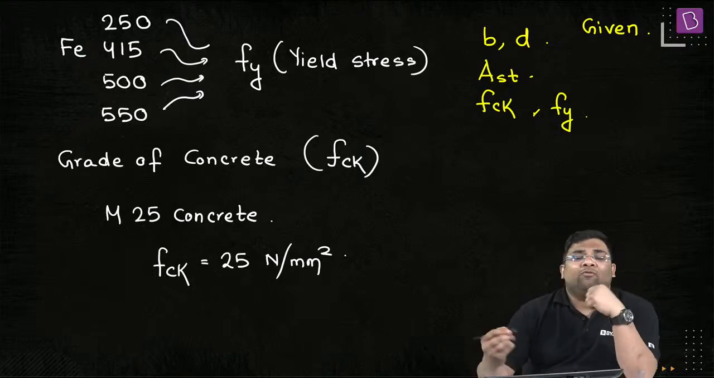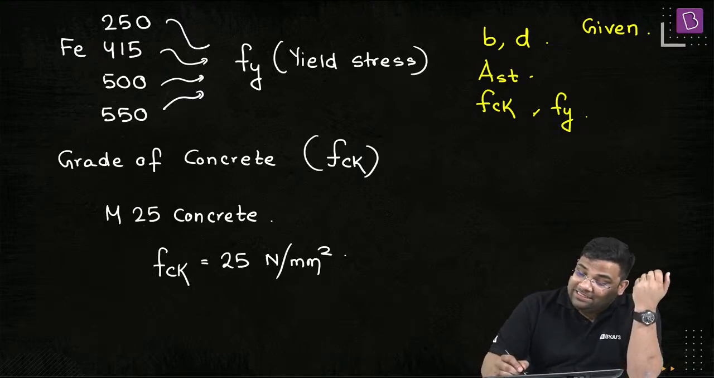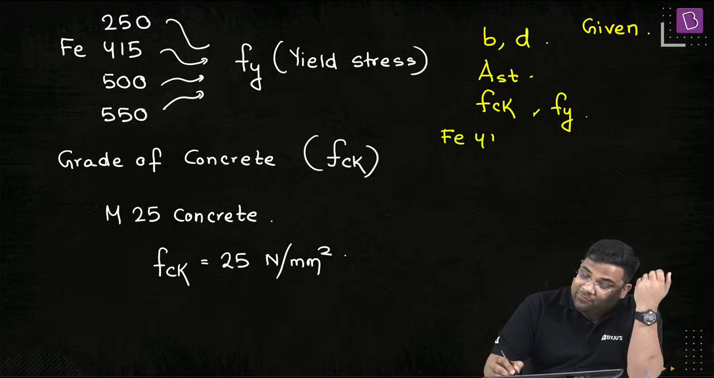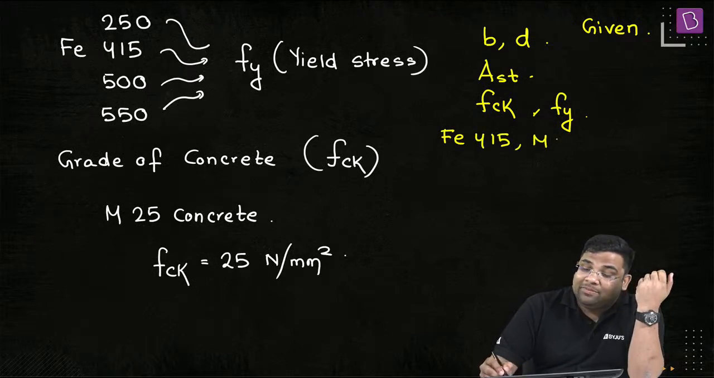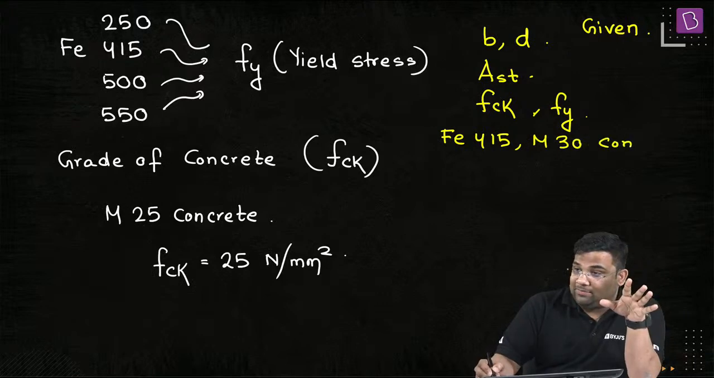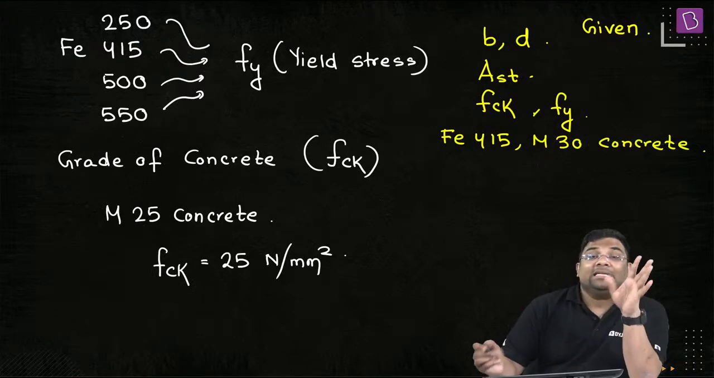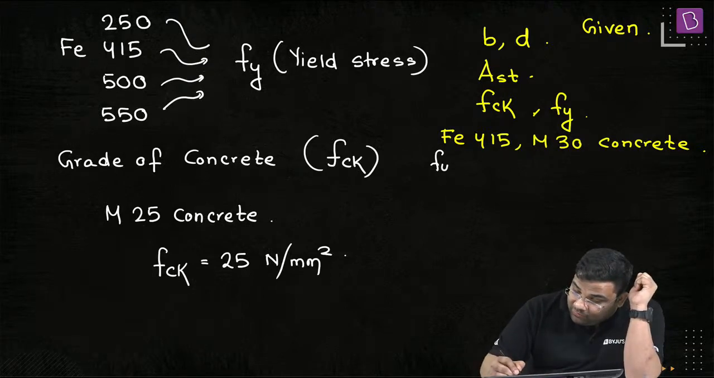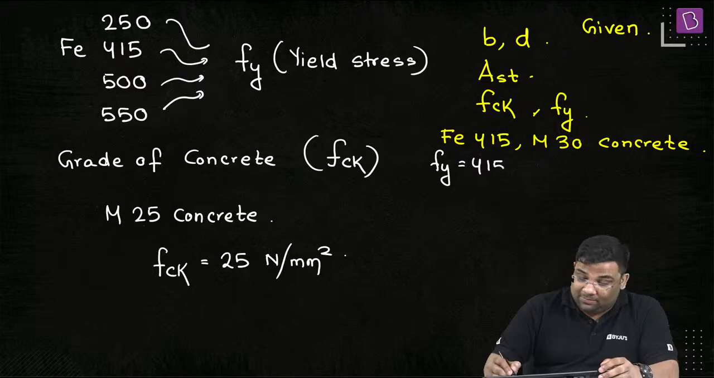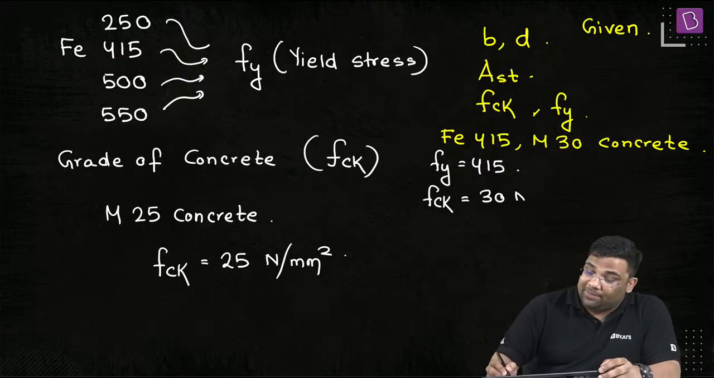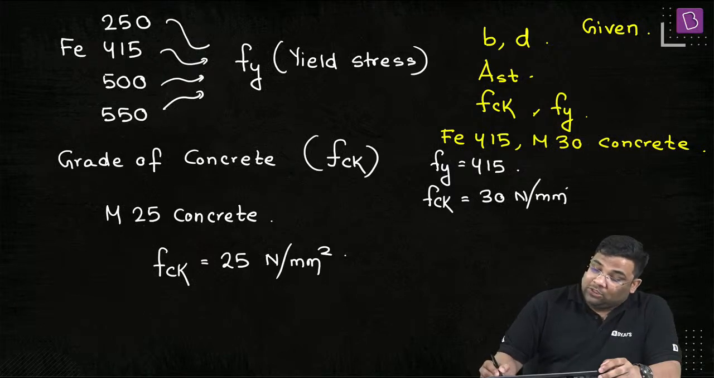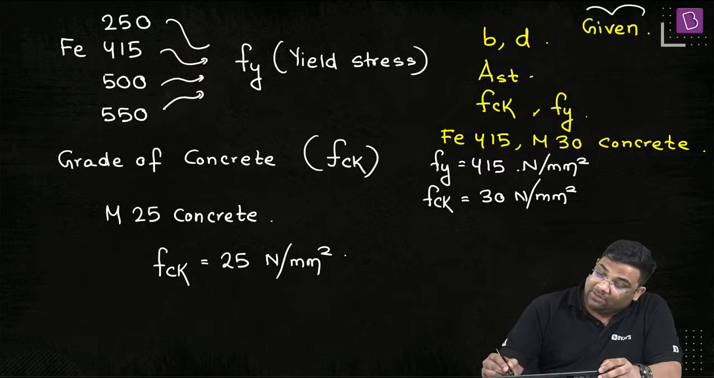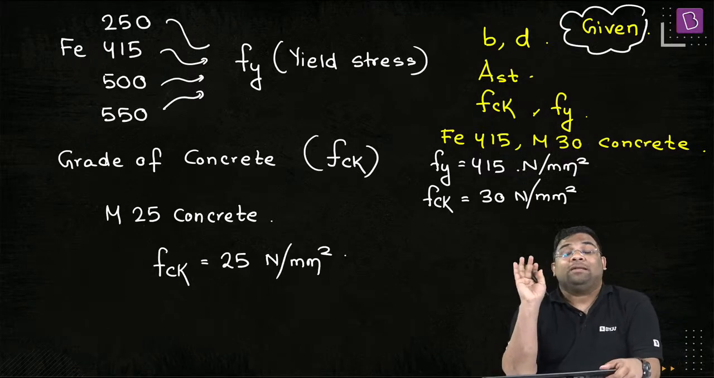FCK and Fy they can give indirectly. For example, if they mention Fe415 steel and M30 concrete, then I can say that in this case the Fy will be equal to 415 Newton per mm square and FCK will be equal to 30 Newton per mm square. So these are the things given in the question. So what all things will they ask you? They will ask you many things, which we'll see.